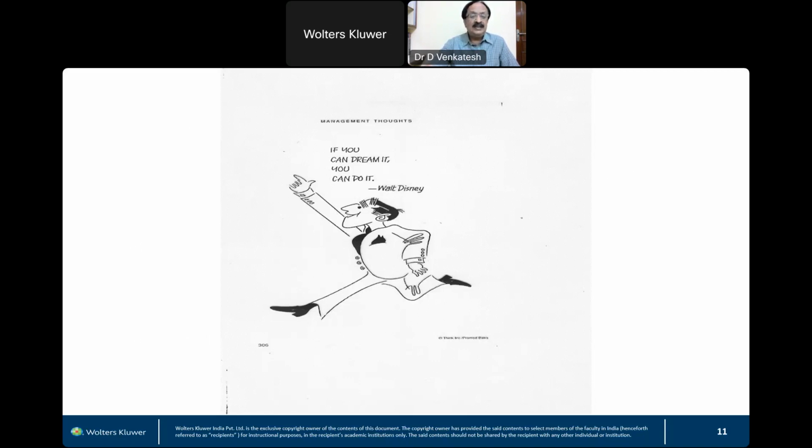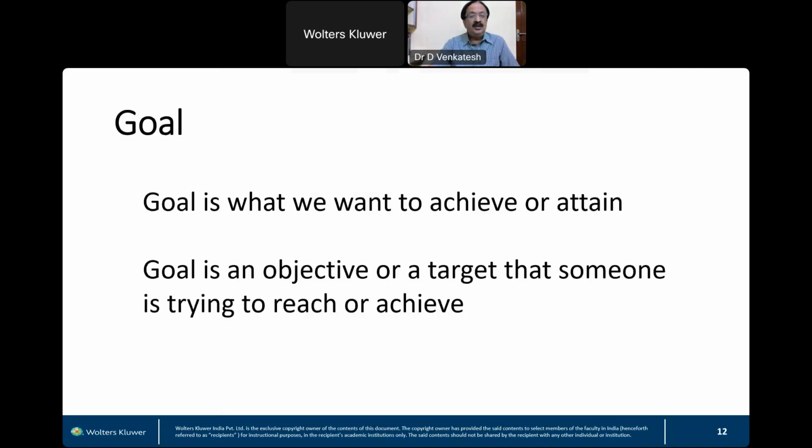Now I'll focus or turn my attention towards the goal setting. Goal is what we want to achieve or attain, or goal is an objective or a target that someone is trying to reach or achieve. Now, when you say that you have something to achieve or something to attain, you fix a target. It is not that you fix a target and sleep. You fix the target, get up from your sleep, and start planning to achieve this target. That becomes the essence of goal setting.